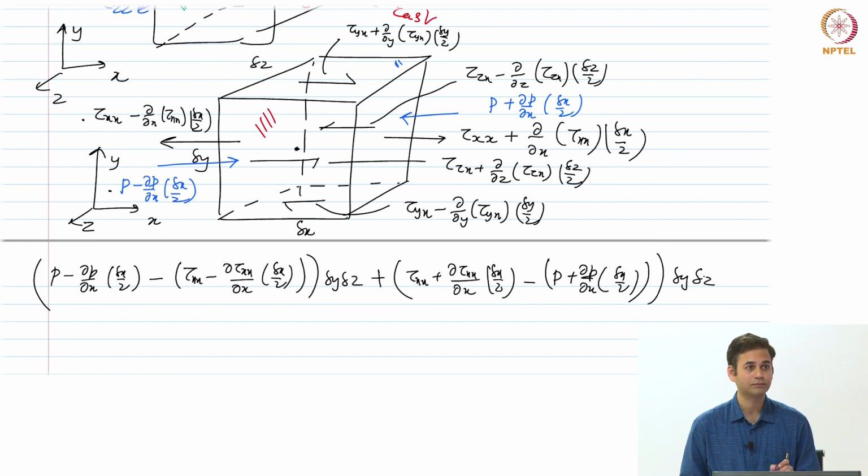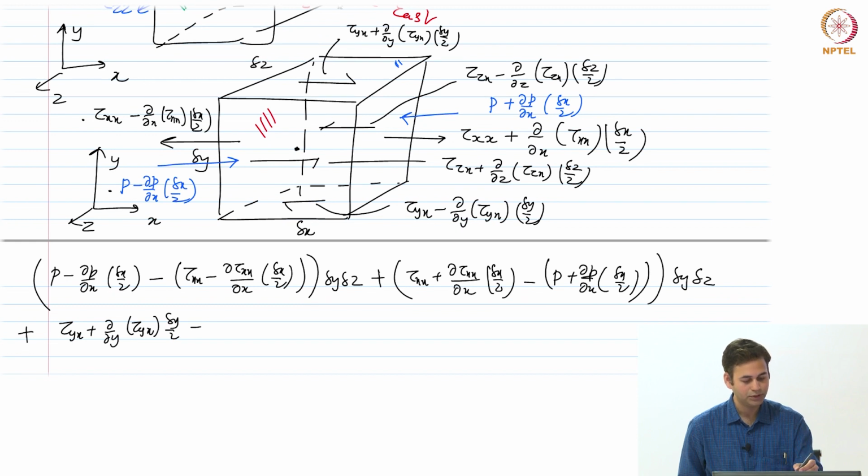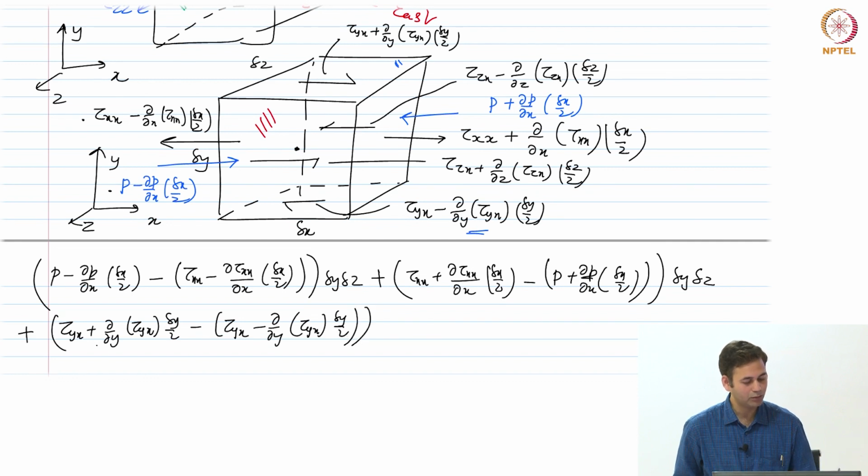Is that all? No, we have more terms, the other two terms, which are on the y plane and the z planes. So, on the y plane, what is the other quantity we have? This is tau yx plus partial y tau yx times delta y by 2, minus, on the south face, tau yx minus partial y tau yx delta y by 2, multiplied with what is the area? Delta x delta z.